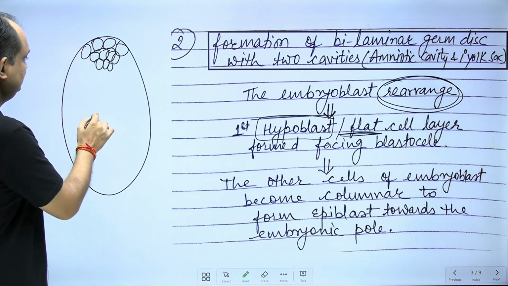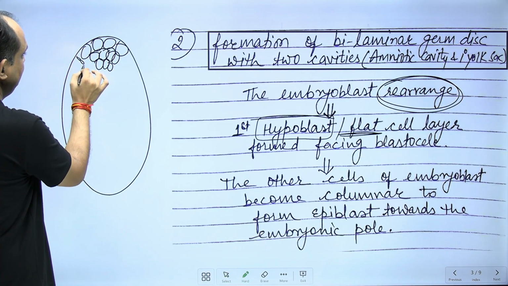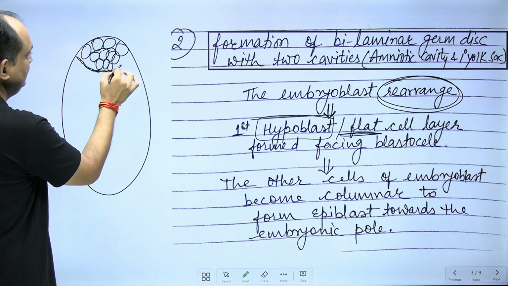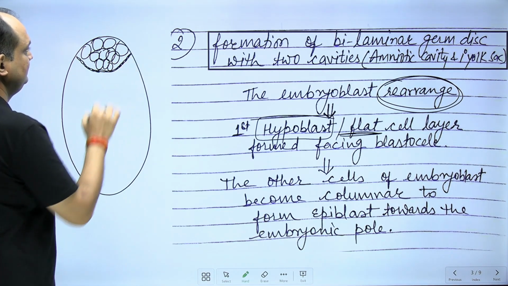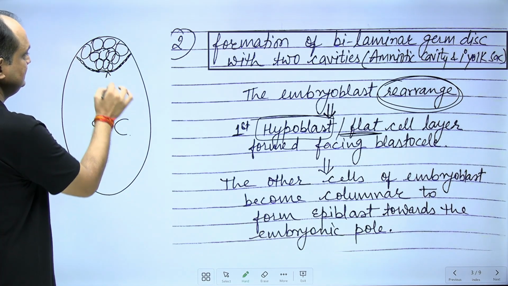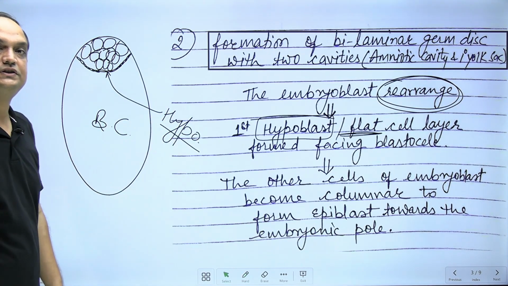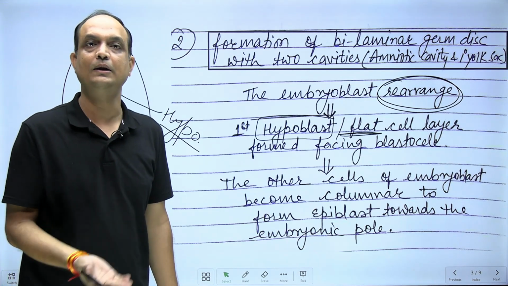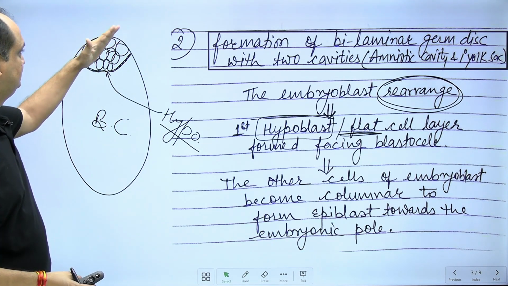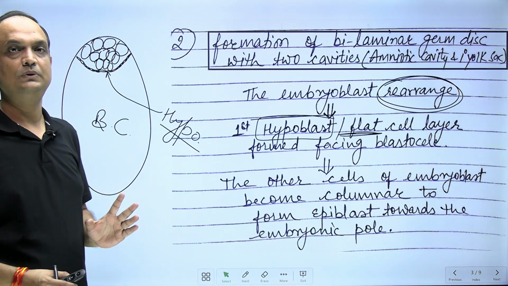Clear? So what will happen? This is your blastocele. So these cells will rearrange, and here you will have a flat cell, or you can say low cuboidal cell layer. Now this cell layer, which is facing the blastocele cavity, is known as hypoblast. So if somebody asks you which layer forms first, hypoblast or epiblast, the answer is hypoblast. So the inner cell mass first will form a thin flat cell layer, known as hypoblast.